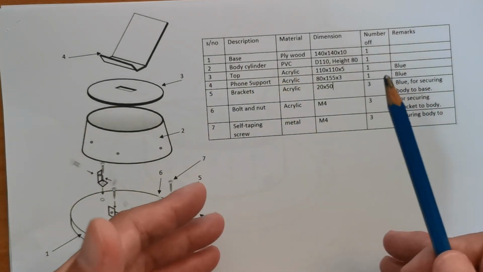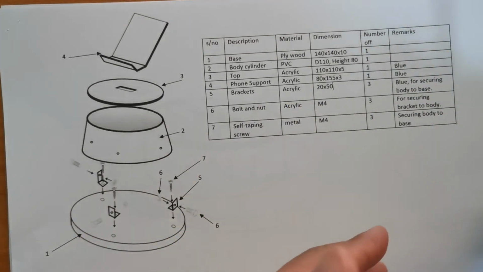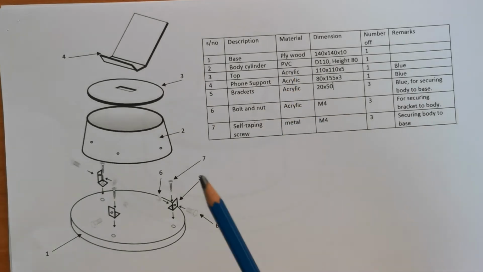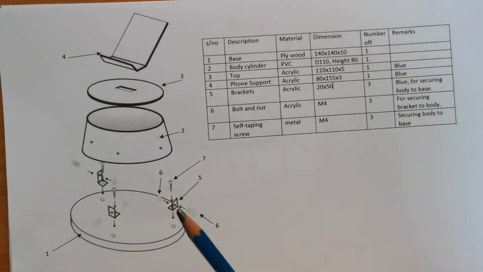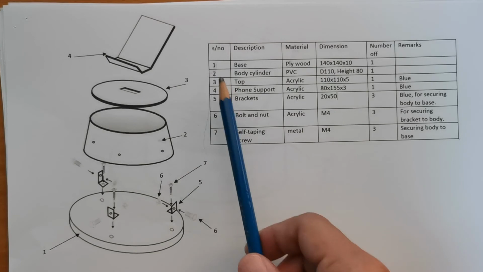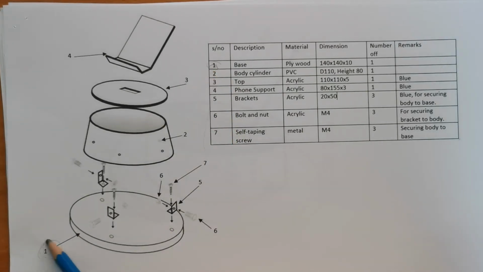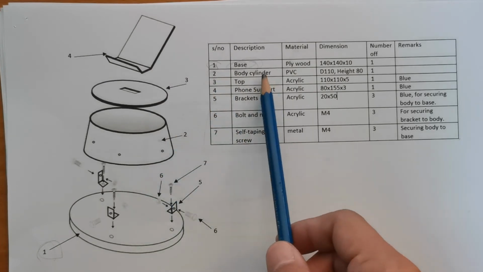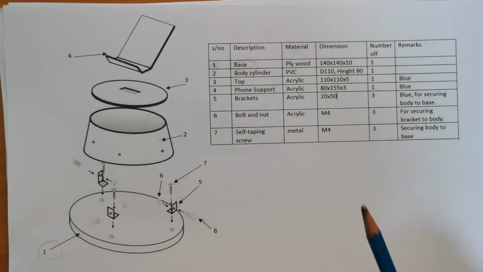You can have another picture, and another one, if and only if your project is that complicated, I hope not. You are supposed to label the parts, and then this is the material list. The material list, your number down here must tally with this. So this is the base, give it a name. Second one, body, give it a name. This one is simple, you can go through it on your own.